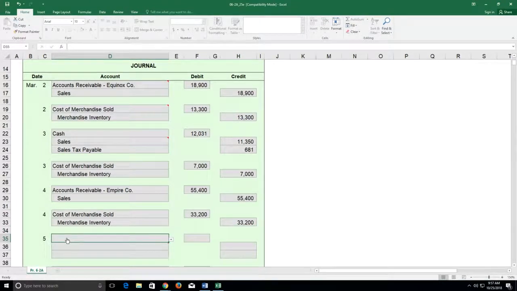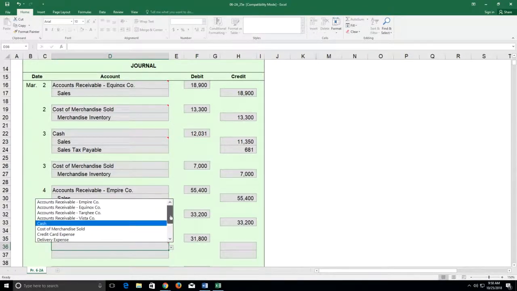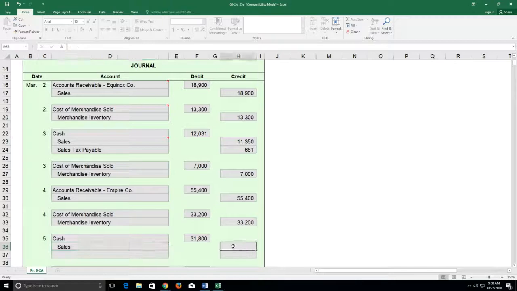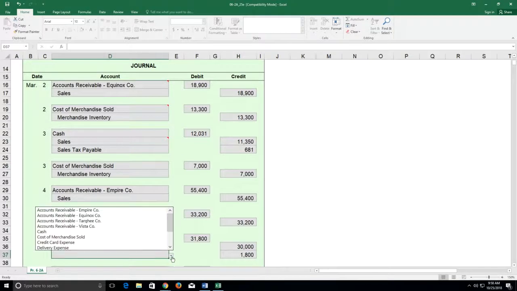On the 5th, we sold merchandise to a retail customer again on MasterCard. MasterCard is the same as cash to us, except we have to pay the company for using their card, for $30,000 plus 6%. So that would be $31,800. We have a credit to our sales for the $30,000, and a credit to sales tax payable for the $1,800.